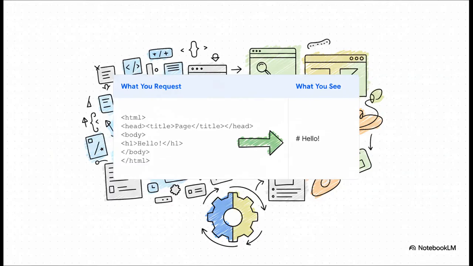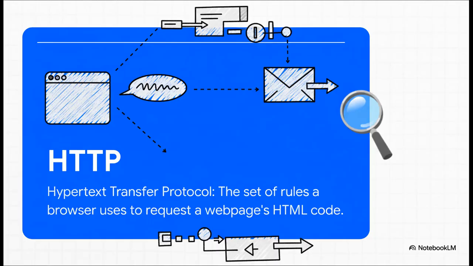Okay, so what you see on the right, the nice, clean web page, that's just the final product. But that's not what your browser actually asks for. Nope. On the left, that's the real request. It's raw code called HTML. The browser's main job is to take all that code and basically translate it into the pretty, organized page you actually see. So, how does the browser write this request?